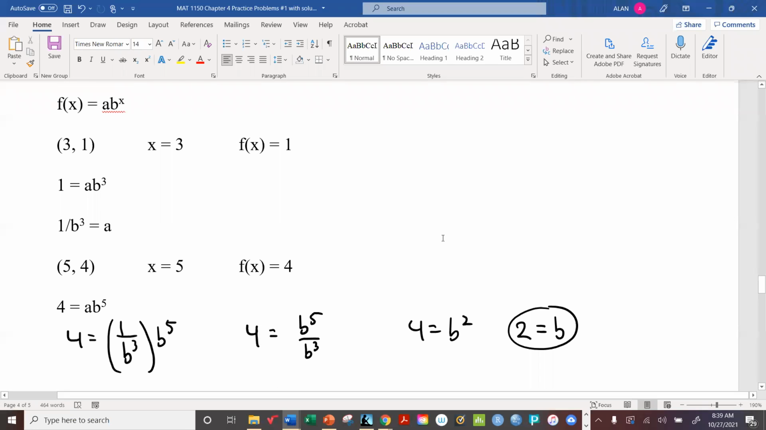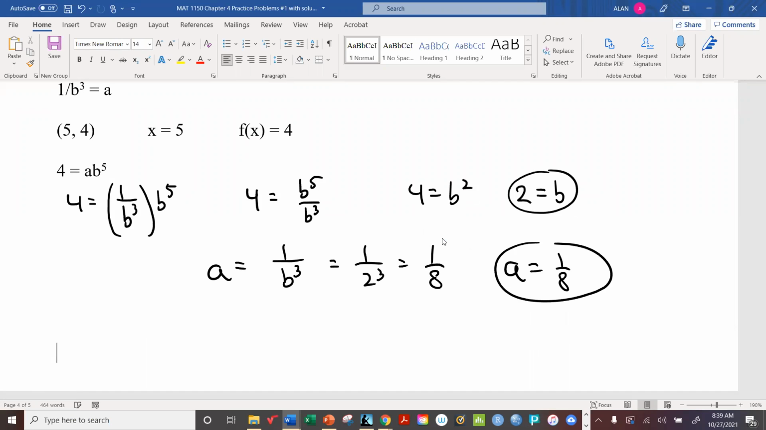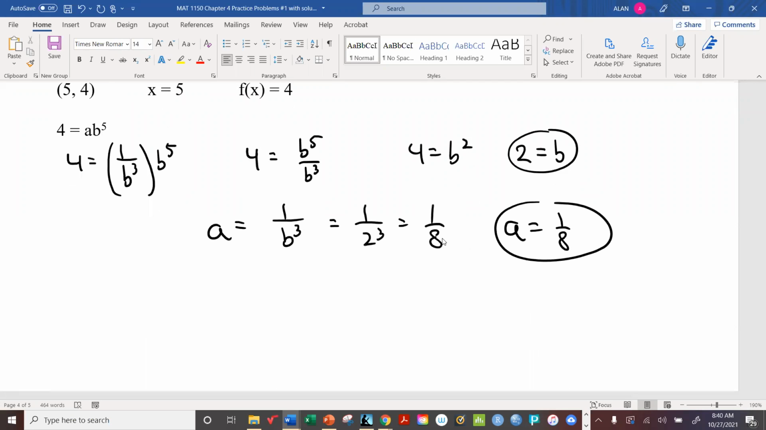And therefore, since a is 1 over b cubed, okay, so a equals 1/8. And so our final result is (1/8) 2 to the x power. Yeah, like I said, we were entitled to a nice one.